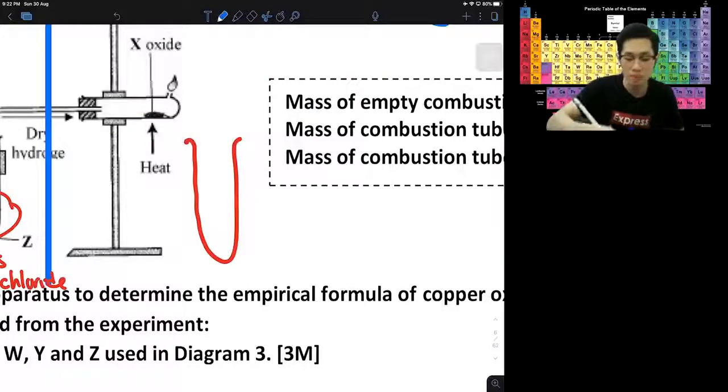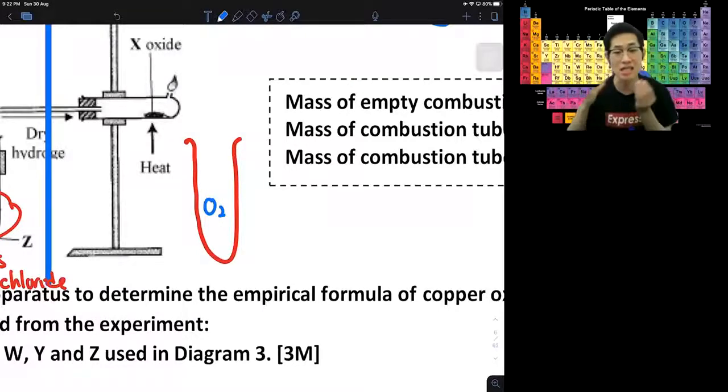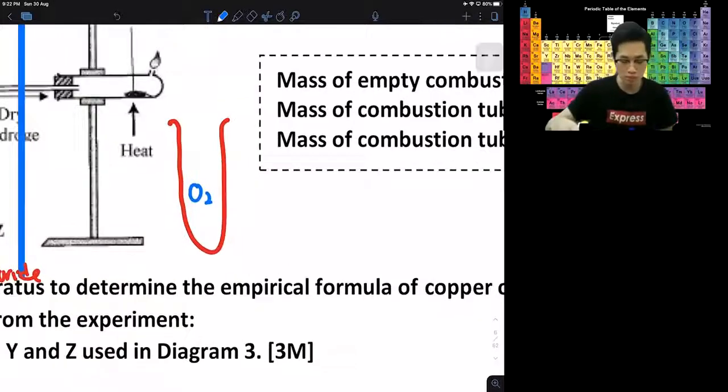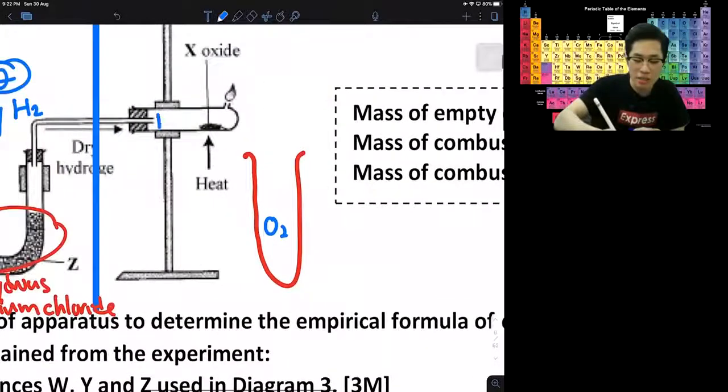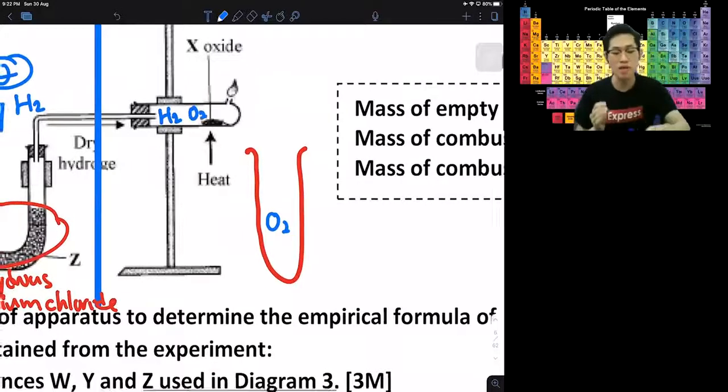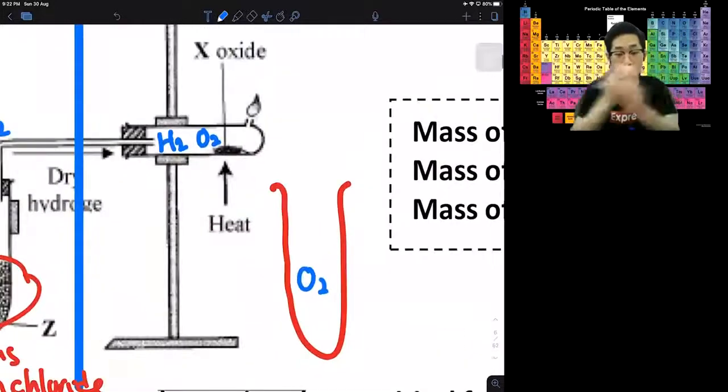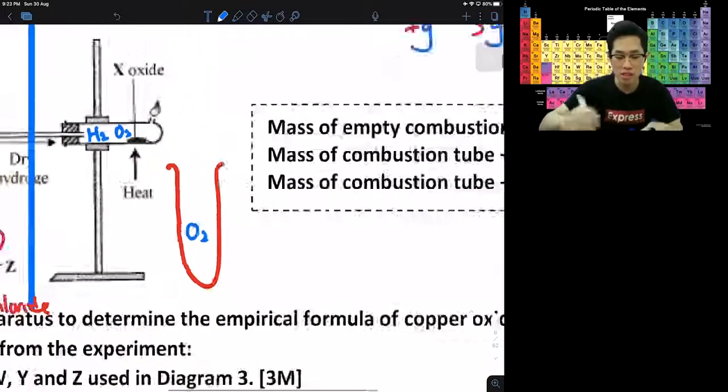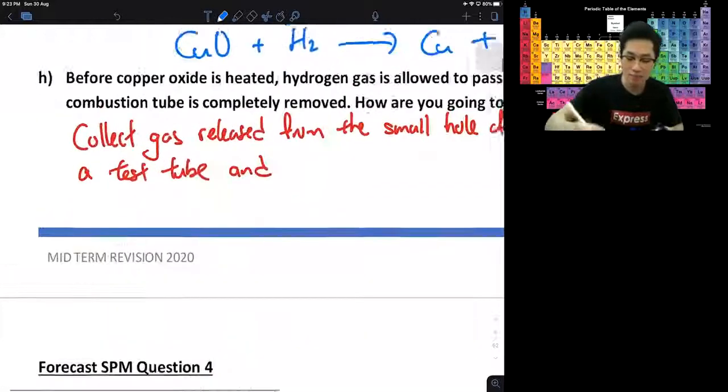And then what we do next is we want to test whether there is oxygen gas or not. You want to know whether there's oxygen gas in the combustion tube or not. So this is what you are going to do. Inside here already got H2. You want to make sure that there's no O2 combined or mixed with H2.